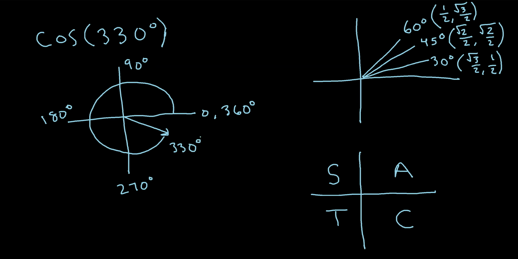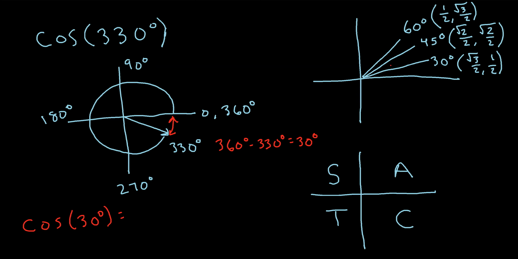So the reference angle for 330 degrees is the distance between where this angle lands and the x-axis. So right here, this is our reference angle. That would just be 360 minus 330. And that is 30 degrees. So let's work with 30 degrees instead of 330 degrees. So really what we want to find is the cosine of 30 degrees.